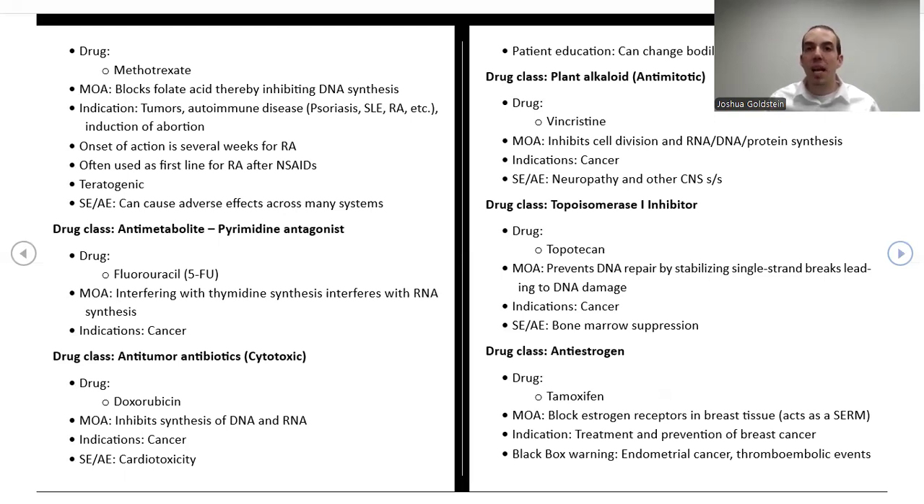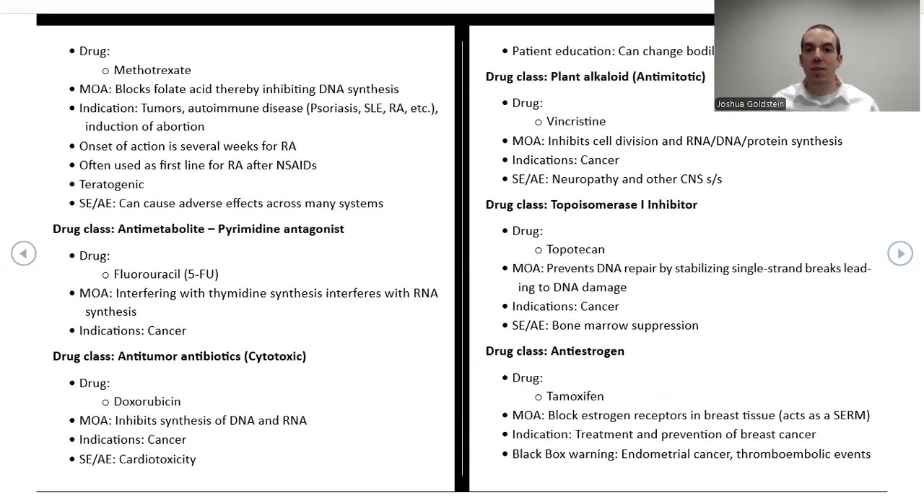Next, we have the drug class, the plant alkaloid, and I've also seen this called an antimitotic, and that is vincristine. This medication works by inhibiting cell division and RNA and DNA and protein synthesis. Again, by inhibiting all of that, the cells are no longer able to reproduce, they die. And this one has the adverse effects of neuropathy and other central nervous system signs and symptoms.